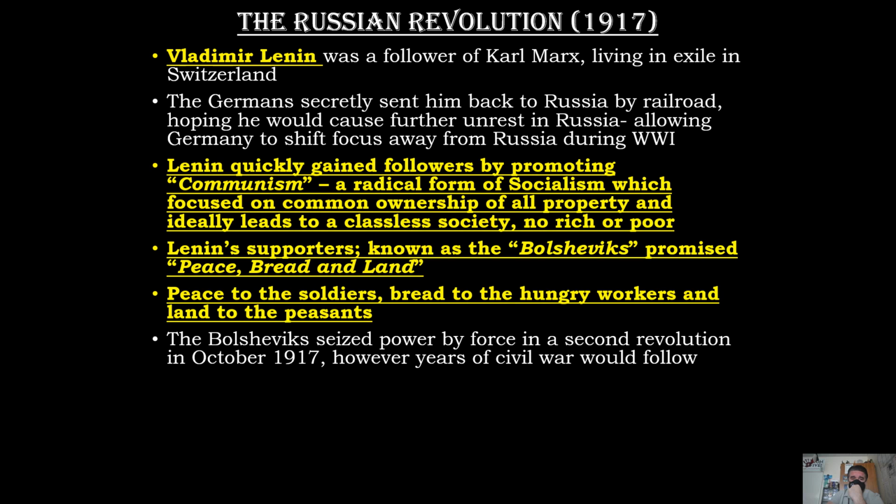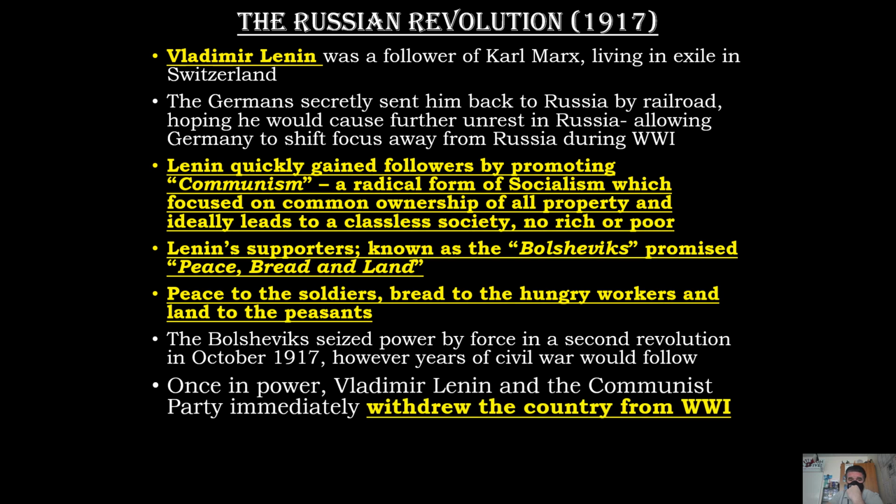The Bolsheviks seized power by force in the Second Revolution in October of 1917, the October Revolution. However, years of civil war would follow. Again, there's still people loyal to the Tsar. There's still people loyal to the Duma. There's still a lot of division. But they do seize power in October, and after defeating their enemies, they never really give it up.